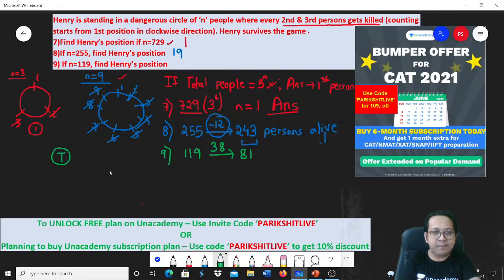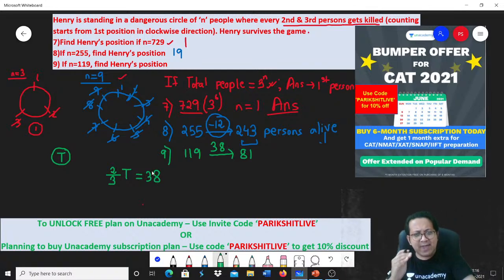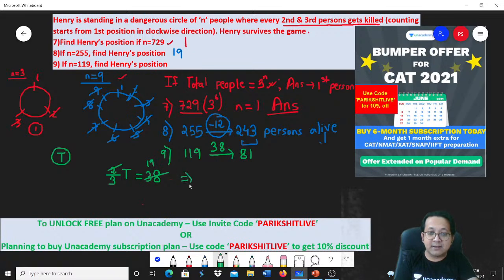How many people do you kill? You kill 2/3 of the people. So can I say 2 by 3 of the total should be 38, right? Why? Because out of every 3 people, you are killing the second and third. So basically, out of every 3 people, you kill 2 people. So out of the total people, if you kill 2/3, can I say counting should be till T is equal to 57.